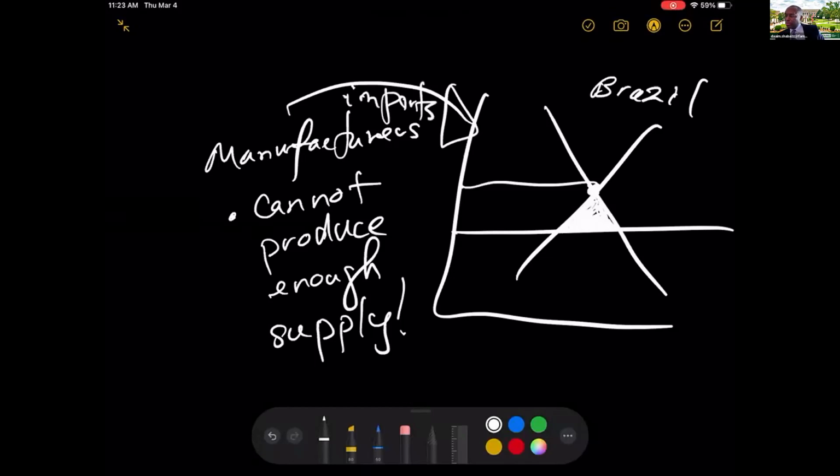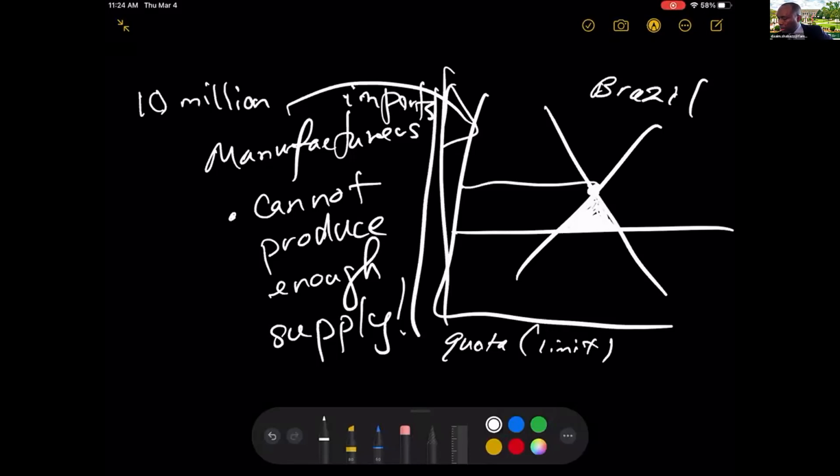But even then, the Brazilian government may have these barriers, and some of these barriers are in the form of maybe a quota, which is a limit to how many of these products you can bring in. So you may want to move 10 million units over to Brazil, but they'll say you can only bring in 3 million. That's your limit.